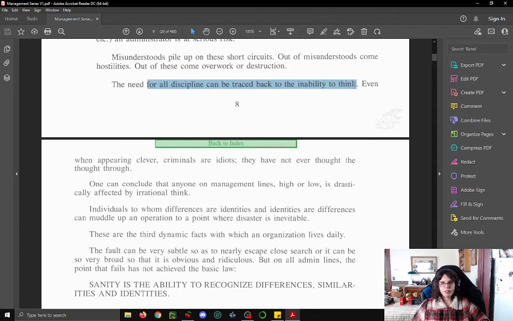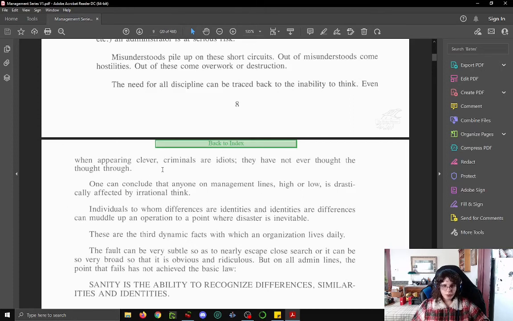The need for all discipline can be traced back to the inability to think. If you want to be a successful criminal, you really have to think your thoughts through. Otherwise, you're going to fail. Obviously, dumb criminals are idiots, but successful criminals can get away with shit for a while.